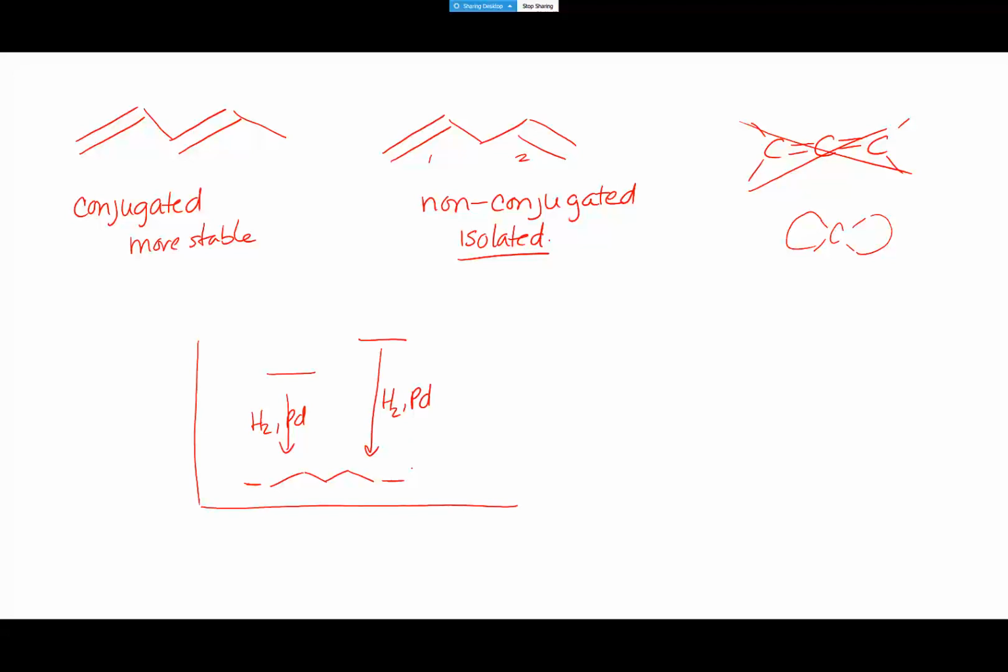So all I do, if I want to know whether conjugated or non-conjugated is more stable, is do hydrogenation and measure the heat of hydrogenation. Well, which one's going to be higher in energy? The one that's less stable, because here's my energy.